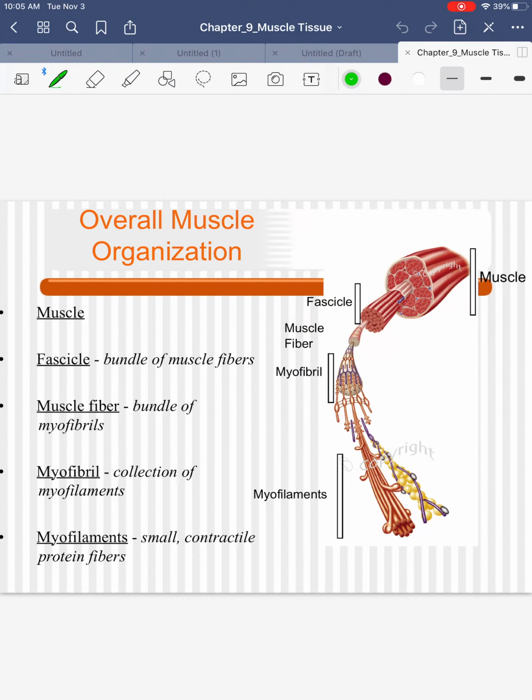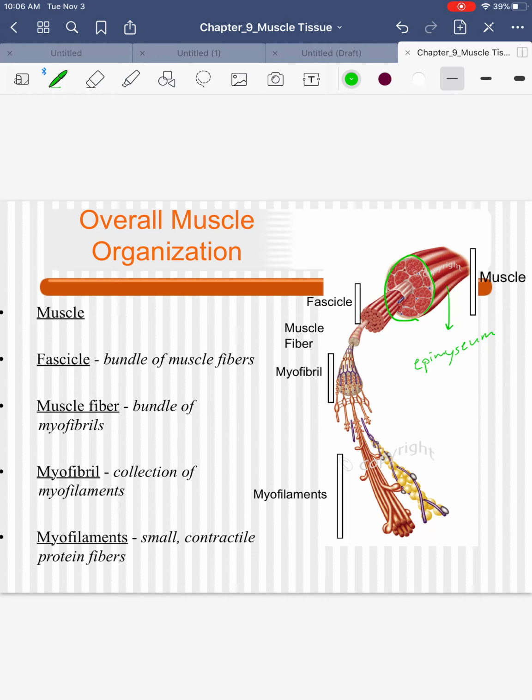Okay, so as we did in lecture, I prefer to start with the whole skeletal muscle and then go from big to small. So remember that we're focusing on skeletal muscle. We have the whole skeletal muscle. The outer covering of the whole skeletal muscle is called the epimysium. I say epimysium. That's the connective tissue covering over the whole muscle.